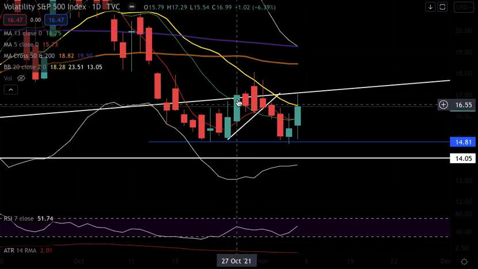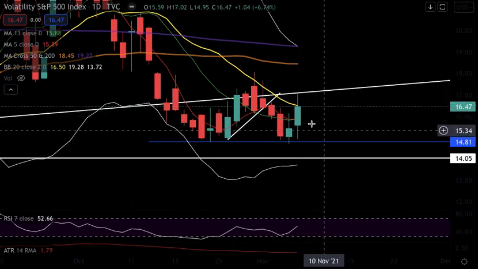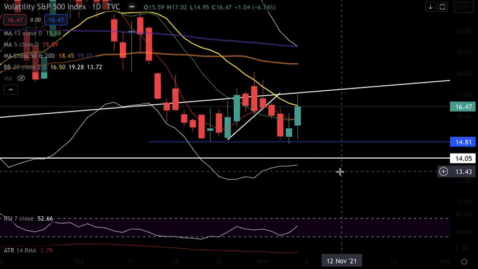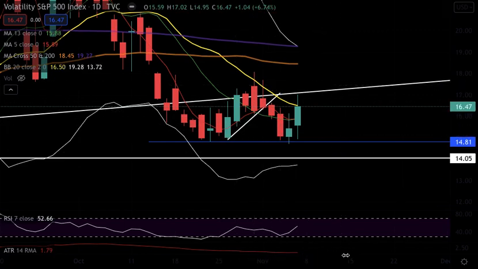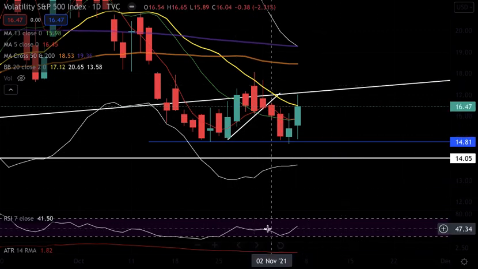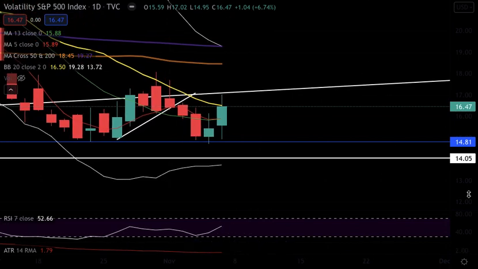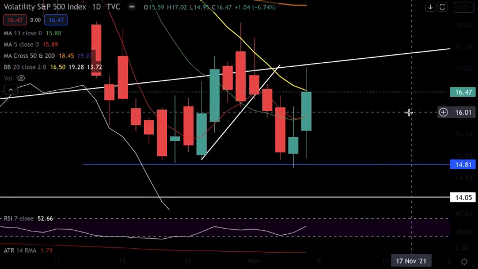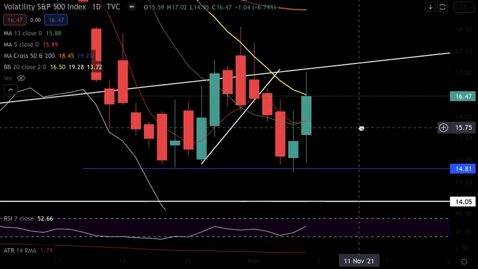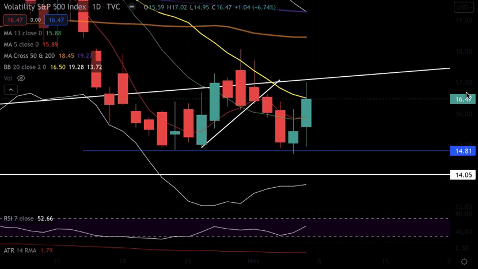Because this could look like an inverted cup and handle. Right now we at the handle. It's not perfect like they teach us in the textbooks or whatever you learn about chart patterns from, but that's where it's at right now. So technically speaking, VIX is still looking bearish.